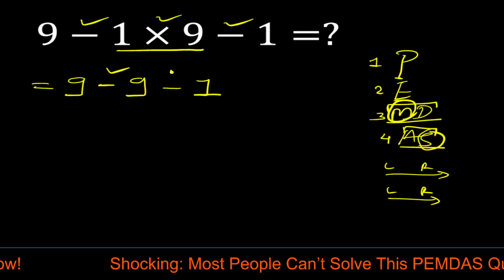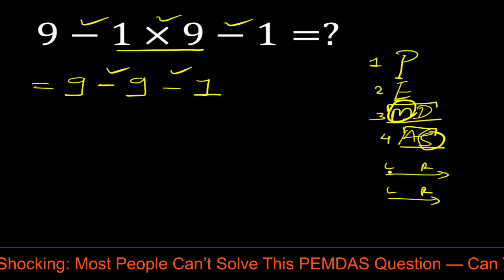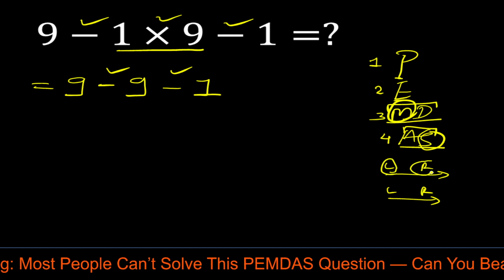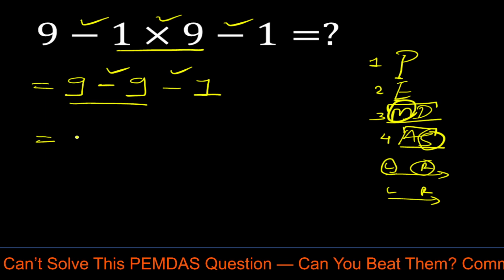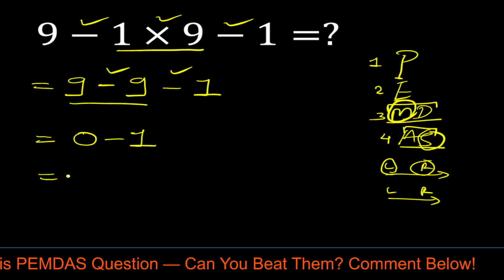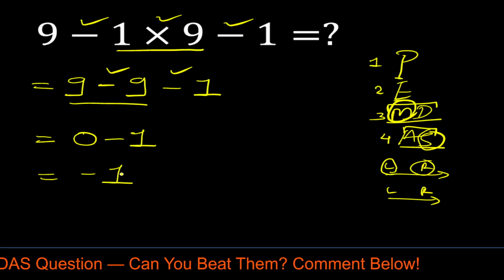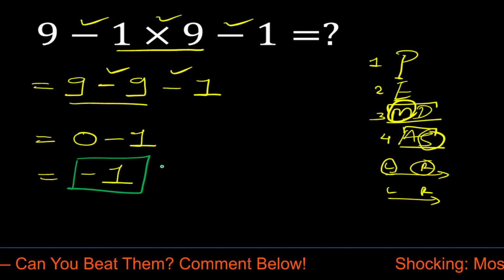Now here we have subtraction and here subtraction, and both have equal priority, so we have to solve it from left to right. So first we have to solve this subtraction, right? So 9 minus 9 is equal to 0 minus 1. So 0 minus 1 is equal to minus 1, right? So the correct answer is minus 1.